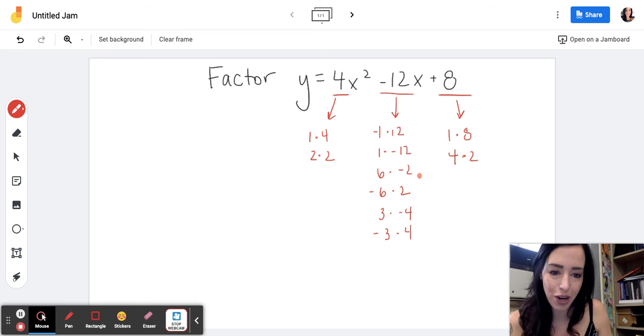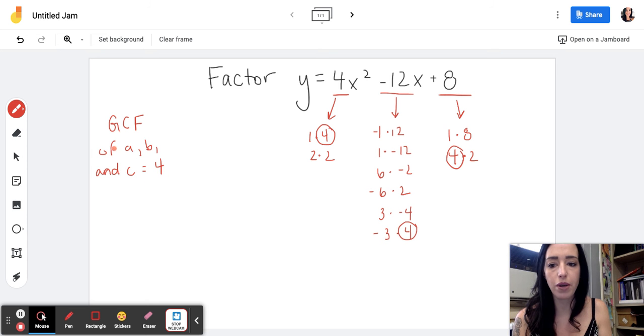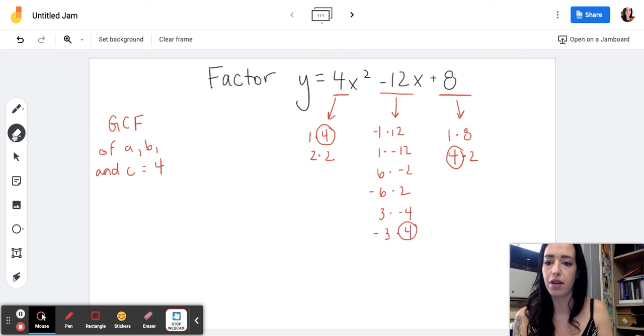What you are hopefully noticing is that the greatest common factor is a positive 4. Okay, so I'm going to put that over here. We found out that the greatest common factor of a, b, and c, oops, I can't even write today, equals a positive 4. All right, so that's really important, and we're going to then end up pulling out that greatest common factor before we use the X method.